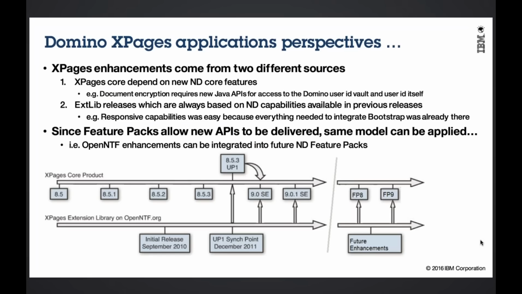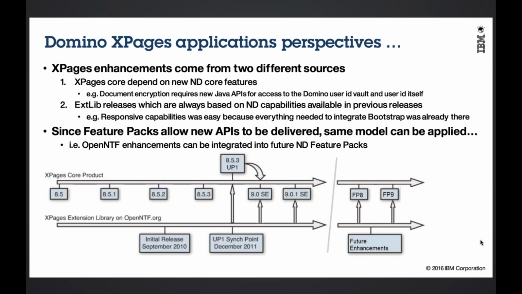If we take document encryption as a different example, we needed APIs to be created for us in the Java that would give us access to the user ID vault and the user ID itself. Because they simply were introduced to the core after 9.0.1, that feature had to be held back to the next major release. So the idea here is that those APIs can go into feature packs going forward.